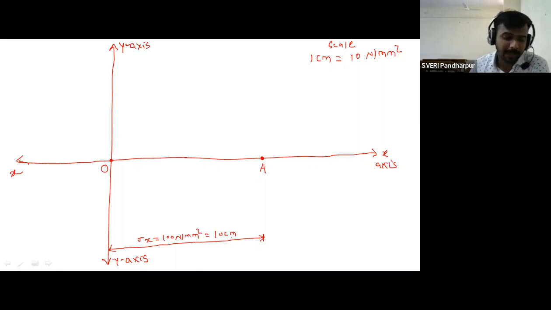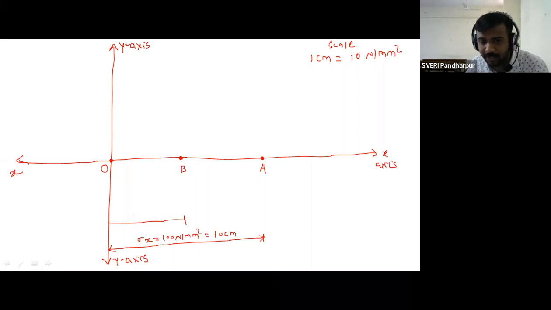Then sigma y also we have to represent on the same axis. Right? It is also positive. So where should it be represented? On the right side of the origin. But what is our distance? 4 centimeters. So similarly, from origin point O, represent one more point, that is point B. Point B. How much distance? 4 centimeter. So this is sigma y is equal to 40 Newton per mm square, which is equal to 4 centimeter. So represent their dimension also from the origin point.